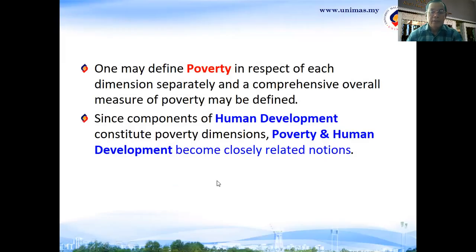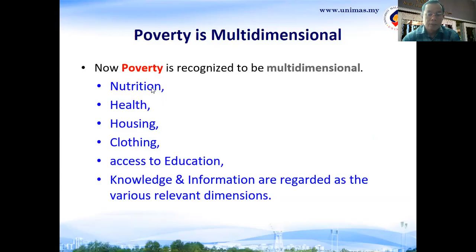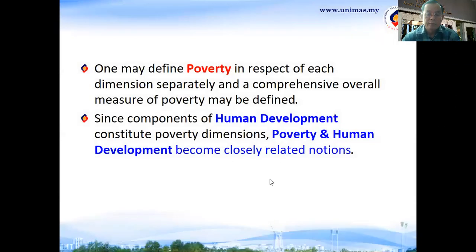So one may define poverty in respect of each dimension separately, and a comprehensive overall measure of poverty may be defined. What it means is one can use nutrition, for example, food, to define poverty, but that is just one aspect of it. So according to what we've seen earlier on, you can combine all these factors and come up with a new definition of poverty based on those various dimensions. Since the components of human development constitute poverty dimensions, poverty and human development become closely related notions. That's the link between human development and poverty.